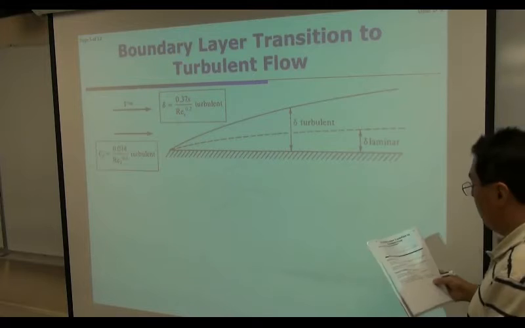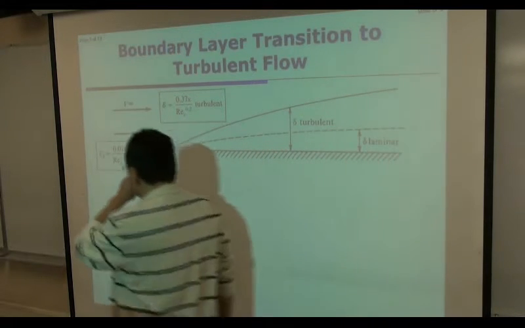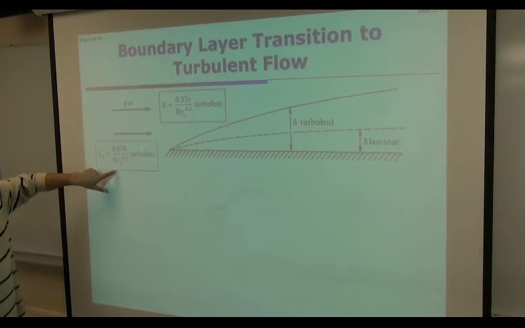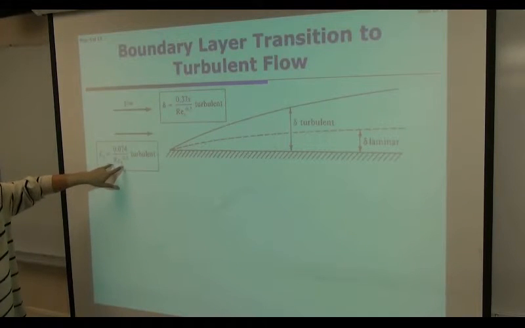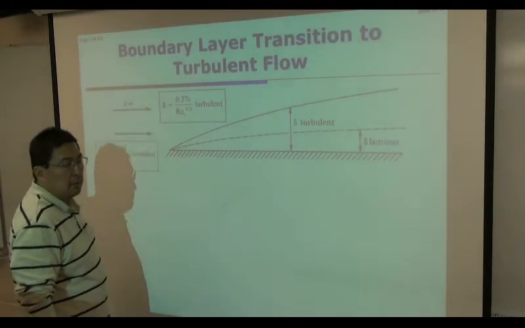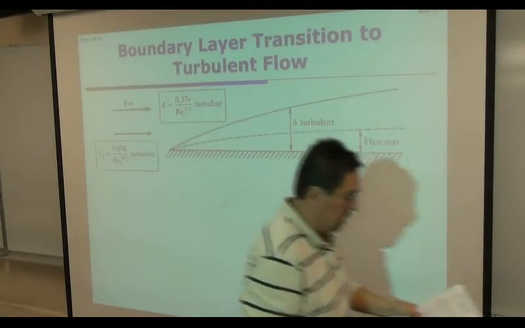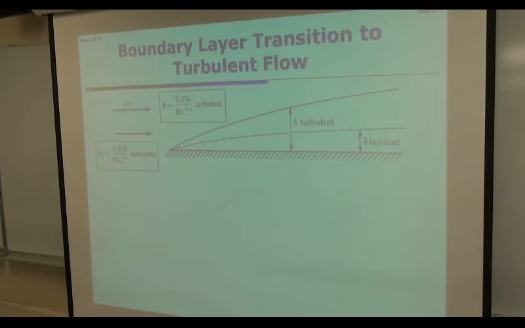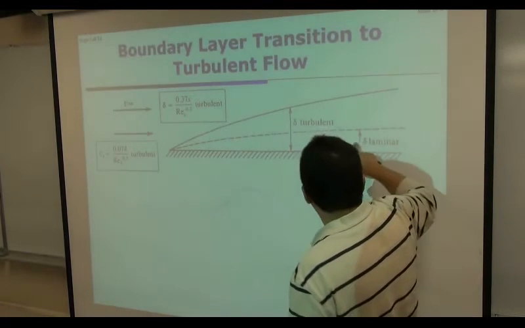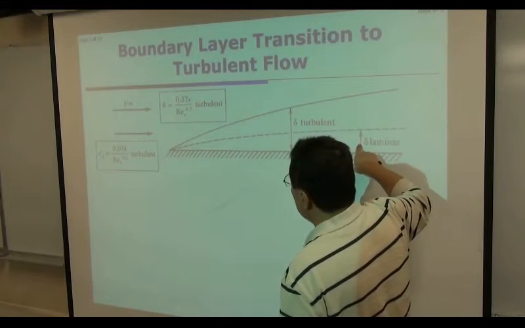So the turbulent boundary layer is a little bit different from the laminar case. This is the skin friction coefficient if the flow is turbulent. Again, this is a function of Reynolds number. This delta is also a function of Reynolds number, but a different function. Of course, the turbulent boundary layer is a result of transition from laminar, and usually it is much thicker than the laminar boundary layer.